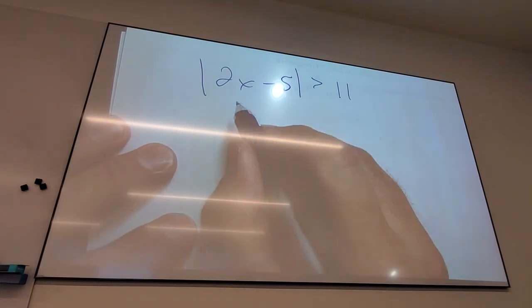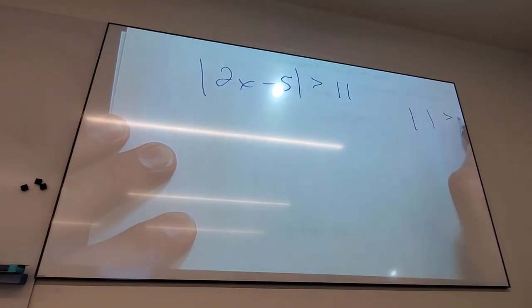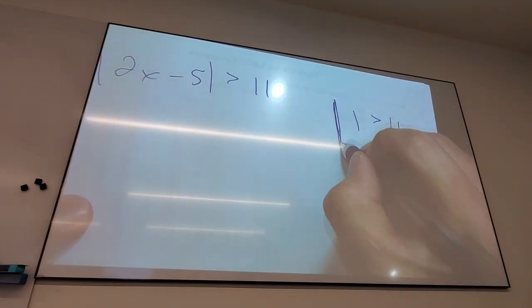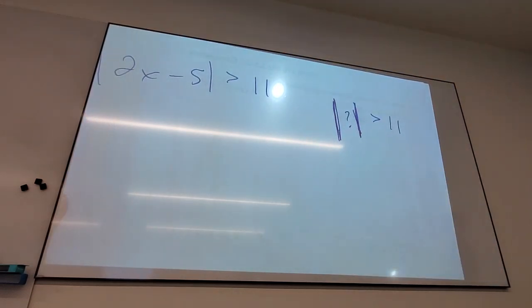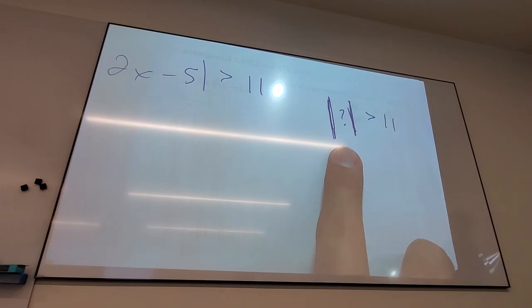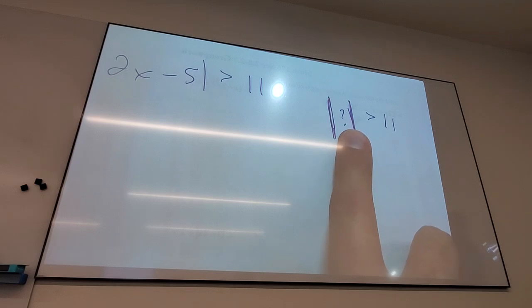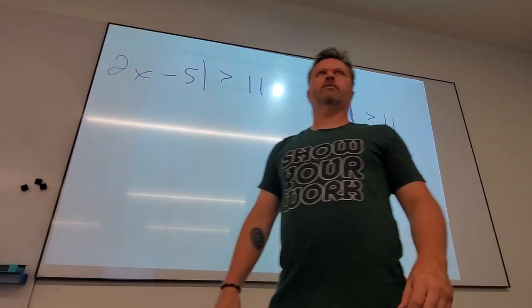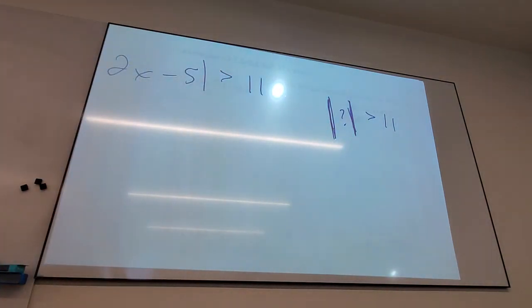So let me ask you this. 11 is a bad choice of a number. If I put absolute values, what's the smallest positive number that would work in here, that would make this true? Try to plug a 9 in. Is it true? No. So the smallest positive number that would work is a little more than 11. Are you guys with me? 12 works, 13 works, 9 doesn't work, 10 doesn't work.